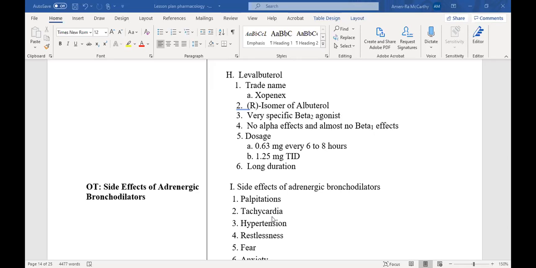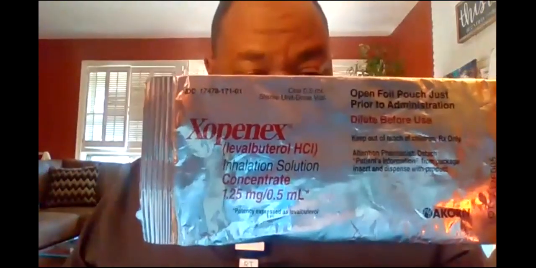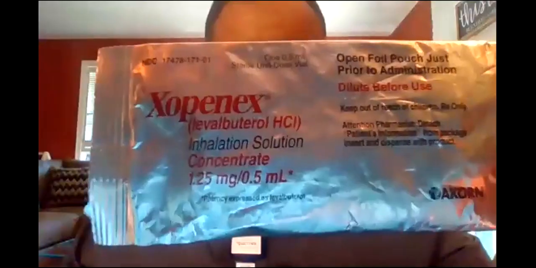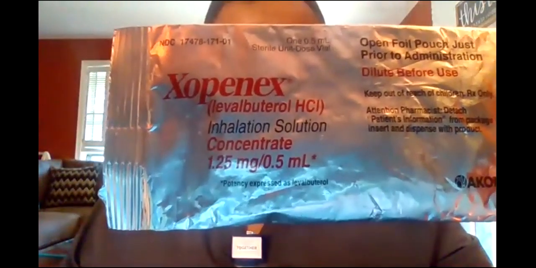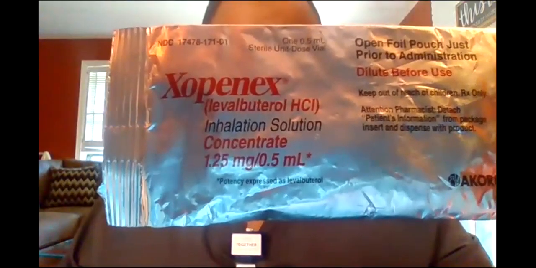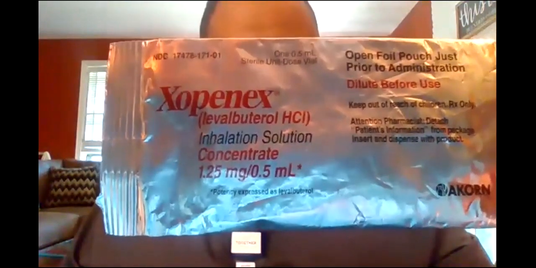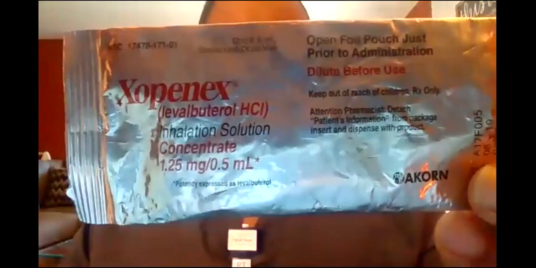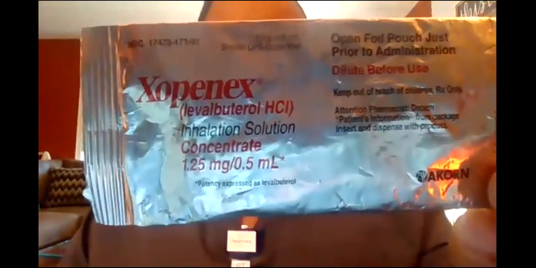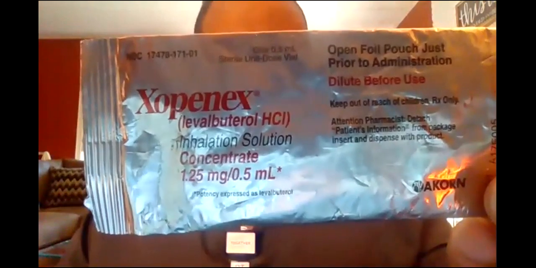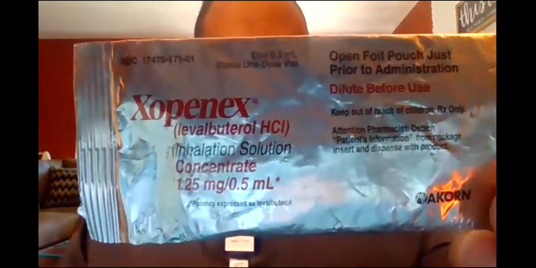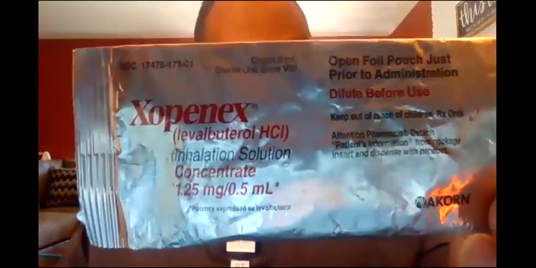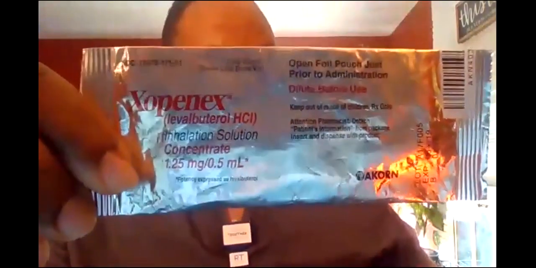So this one here, this Xopenex, what is the strength of this Xopenex? 1.25 milligrams per every half a cc, right? So for half a cc, you're going to get 1.25 milligrams. So what's the concentration of the solution then? If there's 1.25 milligrams for every half a cc, then how much is the concentration really?